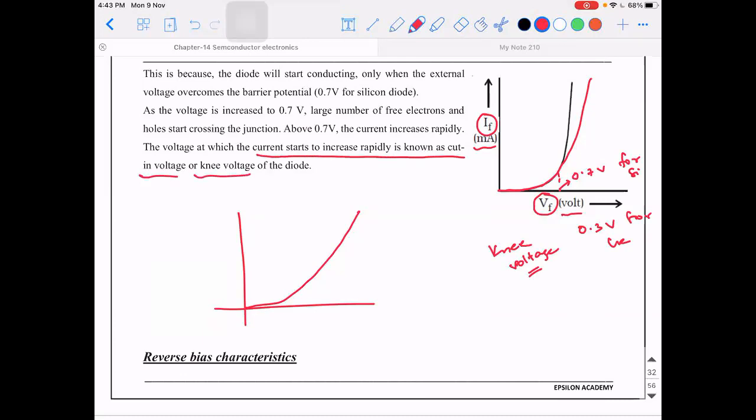Guys, are you able to understand why I told 0.7 or 0.3? It is because first we need to ensure that the barrier is broken, then only the conduction process is going to be rapid. Right? Shall I proceed?